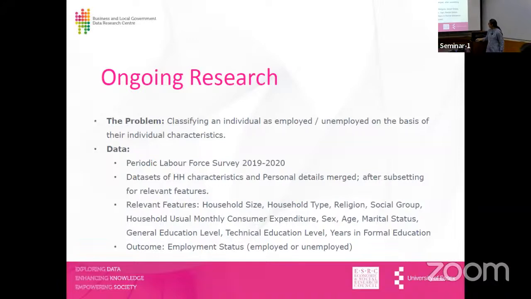The relevant features, other than that, whatever was available, worked out only to household size, household type, religion, social group, and household usual monthly consumption expenditure, and then you have sex, age, marital status, general education level, technical education level, years in formal education. See, here you will see that this could have multiple inheritance. Years in formal education and general education level could have multiple. We will see that. Outcome is employment status, employed or unemployed.